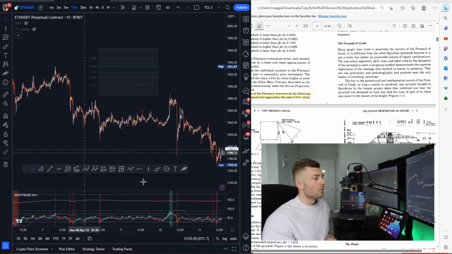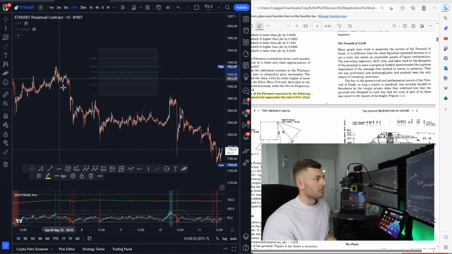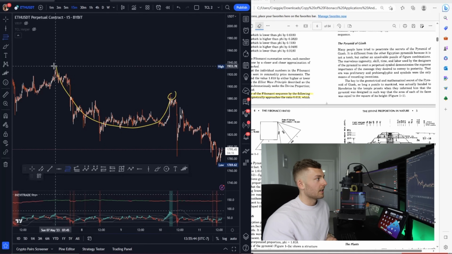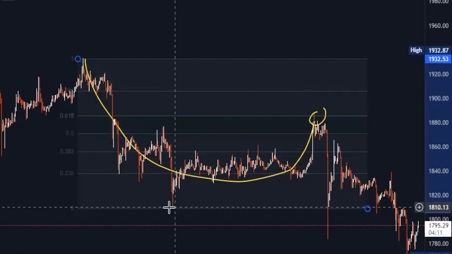So if we're looking at a move in the market, say we're looking at something like this, where the price moves down and then comes back up to this level right here. Watch what happens if I click from this high point, right, down to this low point.